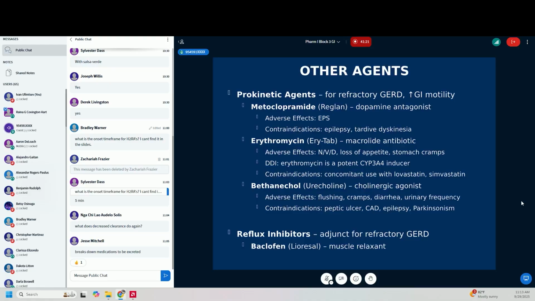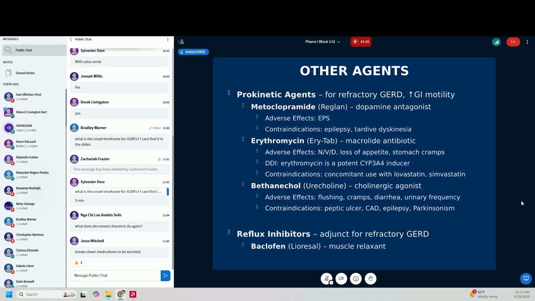Your reflux inhibitors that you can see, again, as an adjunct, so you would keep your patients on the medication that you are already giving them and say, hey, let me see if I add some baclofen to this, which is a muscle relaxant. We don't really like to use it. People have lots of different side effects when we're talking about our muscle relaxants, like drowsiness and things like that. So you can see if it does somehow decrease that lower esophageal sphincter pressure, and sometimes we do see a result from that. So just keep that in mind.